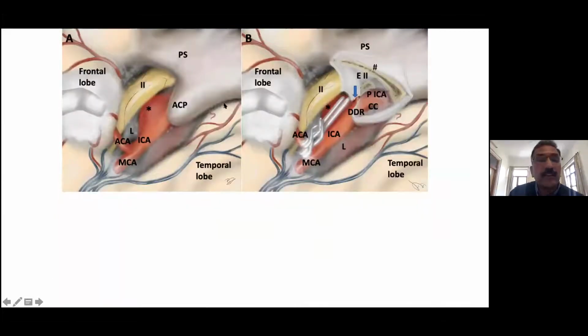So when you look at these images from the right side, this is the anterior clinoid process, this is the planum sphenoidale, this is second nerve, this is this large aneurysm which is pointing towards the sella, this is ICA, this is anterior cerebral artery, the middle cerebral artery. So after drilling of the proximal clinoid portion, we got to the proximal neck and the distal neck and applied a clip directly on the center of this aneurysm here.